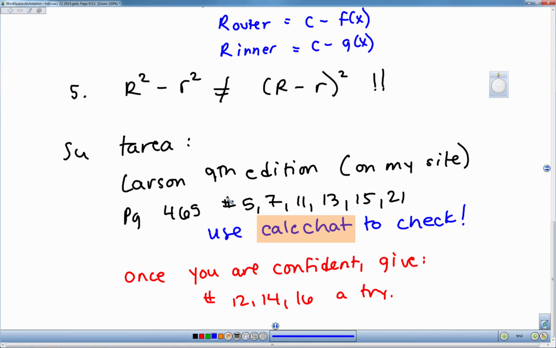So what I'm going to invite you all to do is to work on, from Larson's 9th edition, it's on my site, page 465. I'm going to ask you guys to work on these odd problems. Use Calc Chat to check the solutions. And then once you're confident, I'm going to ask you to give numbers 12, 14, and 16 a try. Thank you guys so much for your time, and good luck.